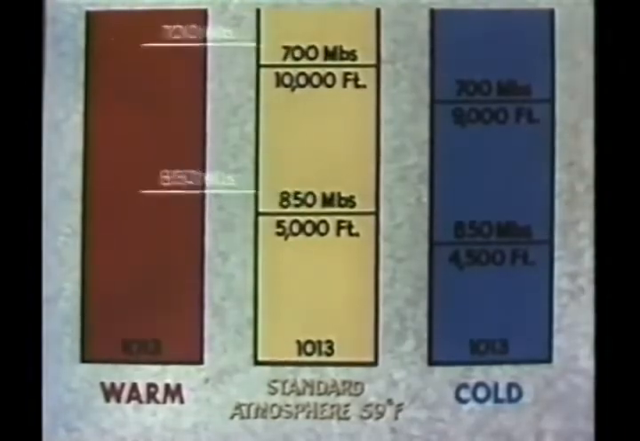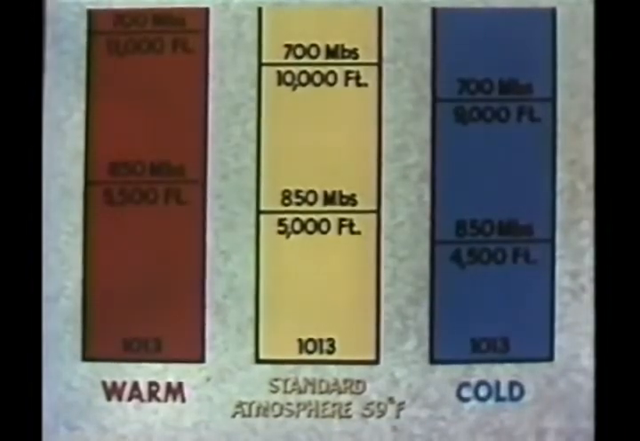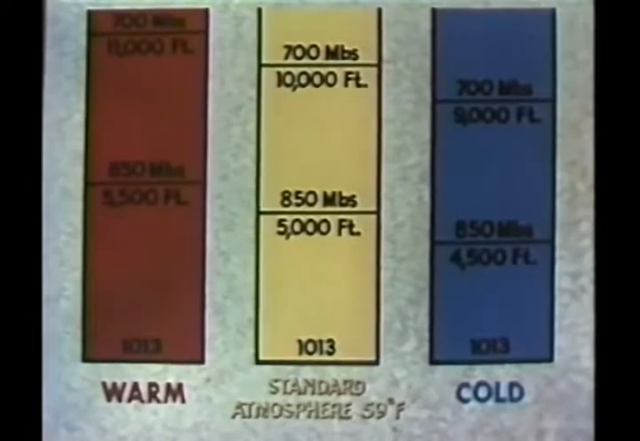In cold air, the density of the air is increased and the isobaric surfaces are lower. Thus, the vertical pressure gradient is increased. In warm air, the density of the air is decreased and the isobaric surfaces are higher. Thus, the vertical pressure gradient has decreased. Because of this variation in the vertical pressure gradient, there is an error in aircraft altimeters called temperature error.